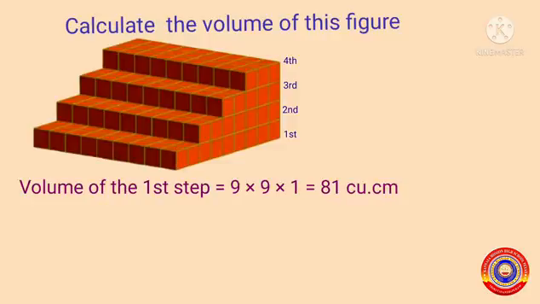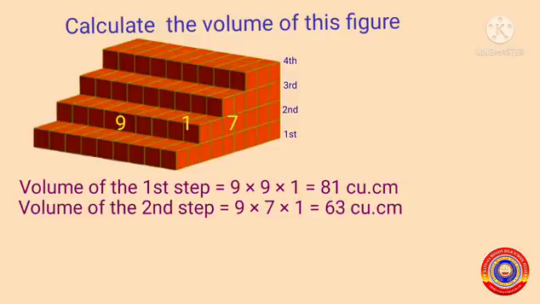In the second step, the number of cubes lengthwise is equal to 9. The number of cubes breadthwise is equal to 7. And the number of cubes heightwise is equal to 1. Then, the volume of the second step is equal to 9 into 7 into 1. That is equal to 63 cubic centimeters.